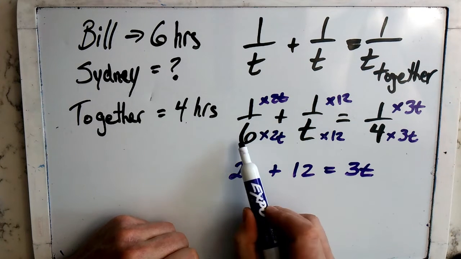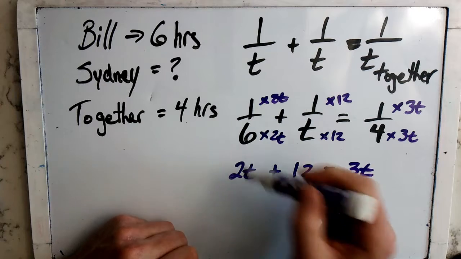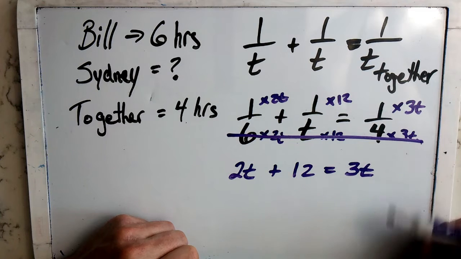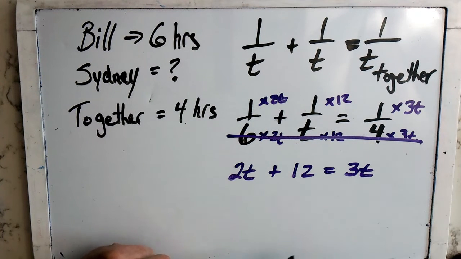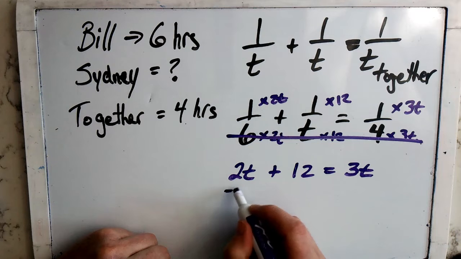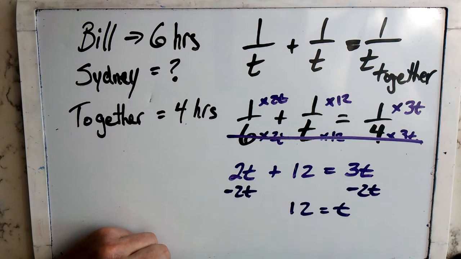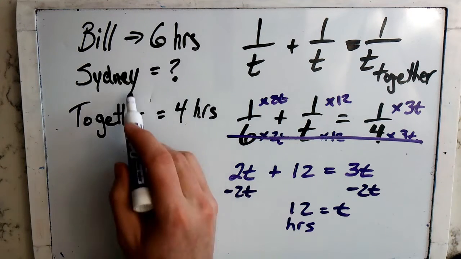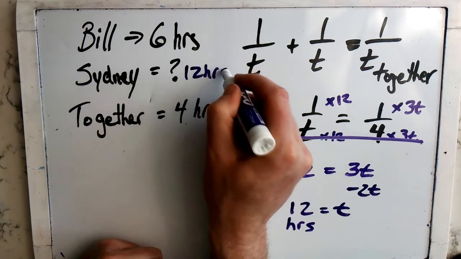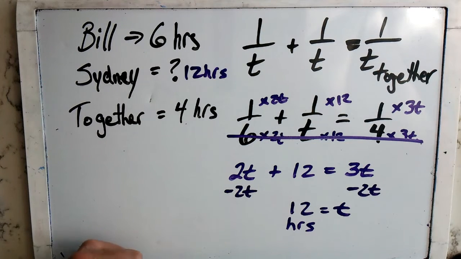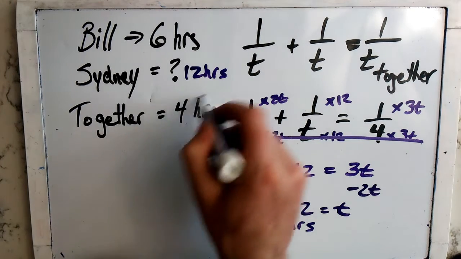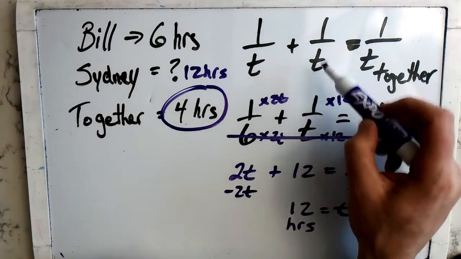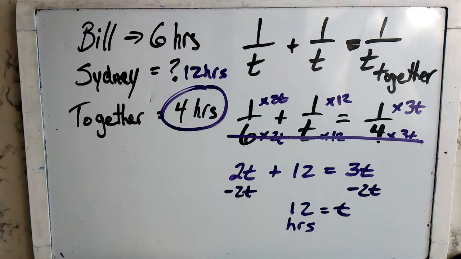And I've skipped a step, but basically I'm going to end up with common denominators, and they all cancel because I multiply both sides by 12t. So 2t, I'm going to move this to the other side, and I get my time. T equals 12 hours. And T was Sydney, so Sydney is 12 hours long. Bill is 6 hours, Sydney 12 hours, together 4 hours, which we already knew. So it's basically the same thing. 1 over t plus 1 over t equals 1 over the answer.